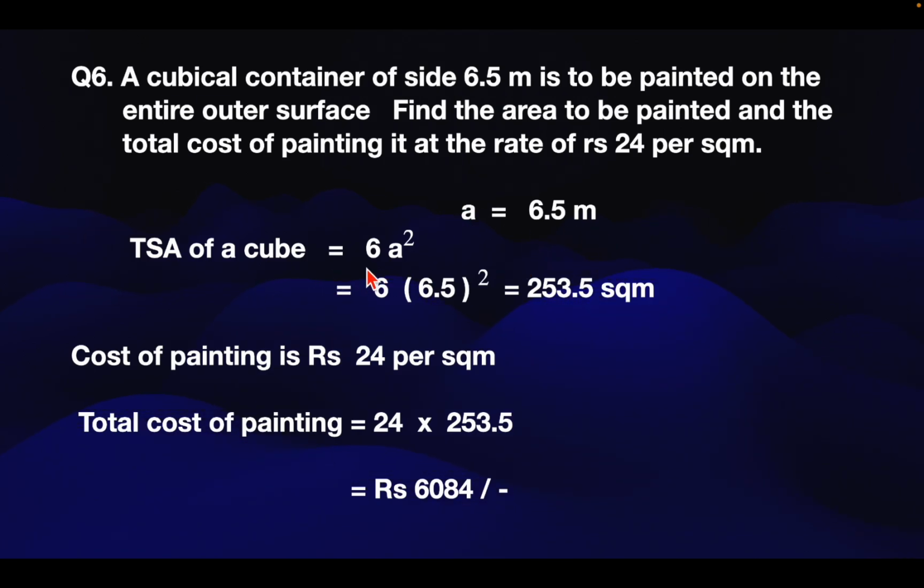So TSA of a cube is 6 into a square. So here write down 6.5 square. Evaluate this, you will get 253.5 square meters. Cost of painting is 24 per square meter. So multiply this with the total area. You will get the value as rupees 6084. Do all the multiplications carefully in the rough sheet.